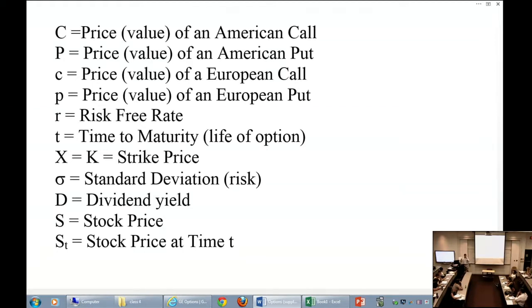Now, if you want to talk about an option on gold or something like that, you don't have a dividend yield, right? You just leave that part off. It would be 0. But it's going to matter. For example, if you're talking about GE that has a high dividend yield relative to Apple, then it's going to make a difference. That's why you see these swings in Apple stock price.